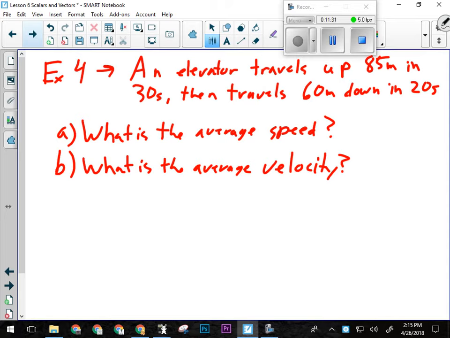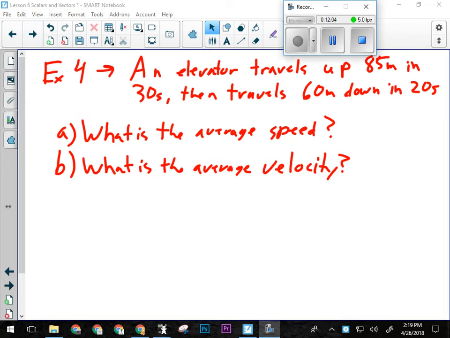Okay, so this one's a good example of a question that is going to ask for both vector and scalar stuff, kind of like what we did with the bus question a few minutes ago. The elevator travels up 85 meters in 30 seconds and then travels 60 meters down in 20 seconds. We're looking for the average speed as well as the average velocity. The calculations here are going to be similar, but there's going to be a slight difference between them. Think back to the bus question and then try and do this one. I'll give you a couple minutes.